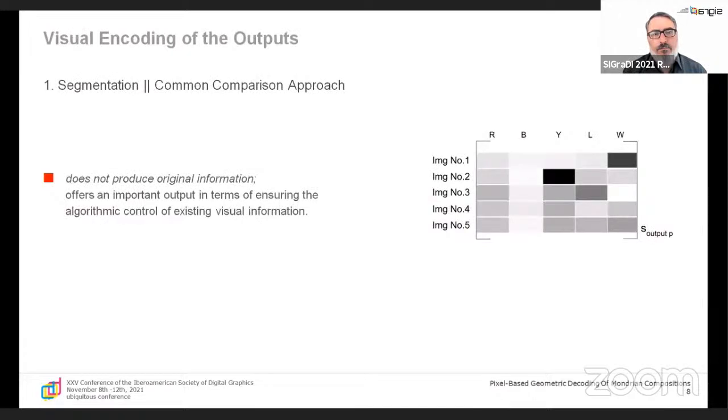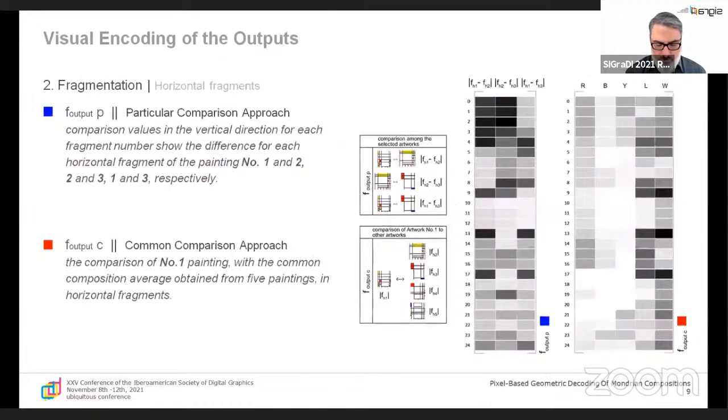This is the visualized version of the matrix generated with the segmentation method and common composition approach. Although this method doesn't produce original information, it offers an important output in terms of ensuring the algorithmic control of excavation information. The paintings decoded with the fragmentation method enabled a more comprehensive analysis. The matrix, including the comparative result of the first three images, is shown in the figure in the middle here. The matrix comparison values in the vertical direction for each fragment number show the difference for each horizontal fragment of the painting, number 1 and 2, number 2 and 3, and number 1 and 3 respectively.